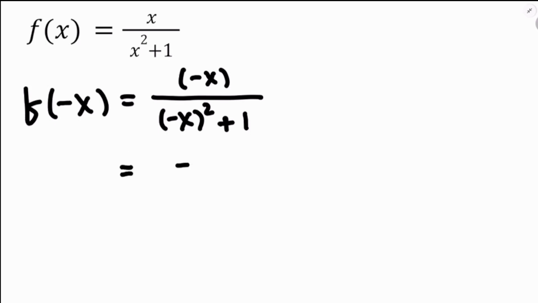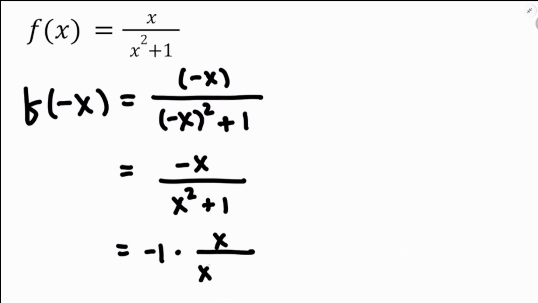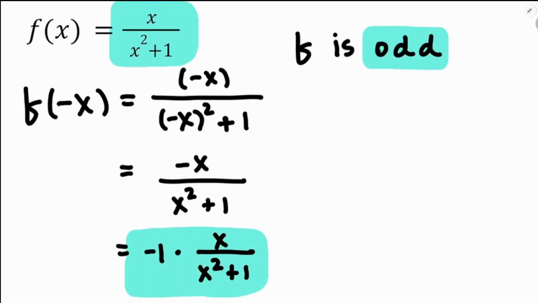So I'm going to have negative x on top and x squared plus 1. And I don't know if this looks that way to you, but I could take that negative x and I could write this as -1 multiplied by x, divided by x squared plus 1. And so what I'm saying is that f of negative x is the negative of f of regular x. I'm going to conclude this is an odd function, but I'm not just going to leave that one there. I'm going to talk a little bit more about this one.